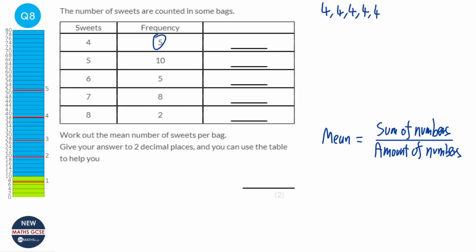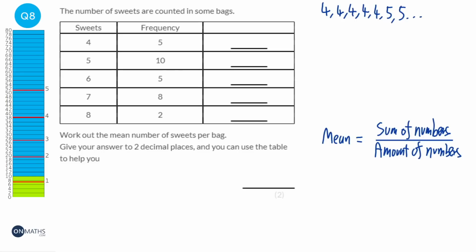Okay, and then there are 10 lots of 5. So you can imagine writing 10 lots of 5. I'm not going to, but that's all a frequency table is saying. Okay, so how do we work out what the numbers will add up to?